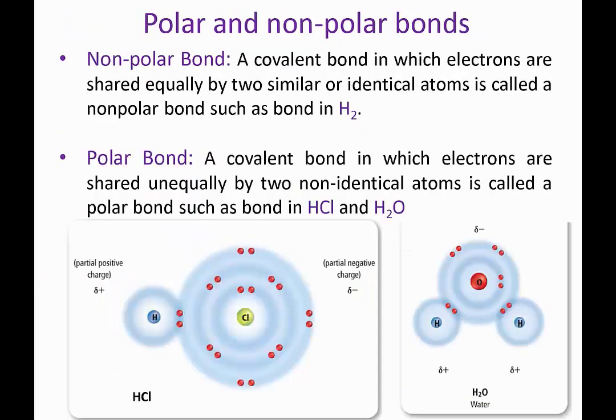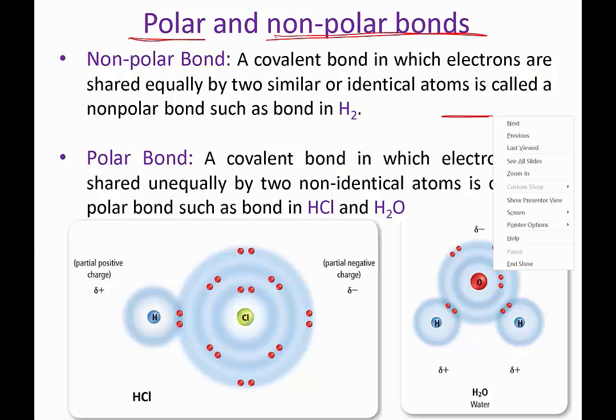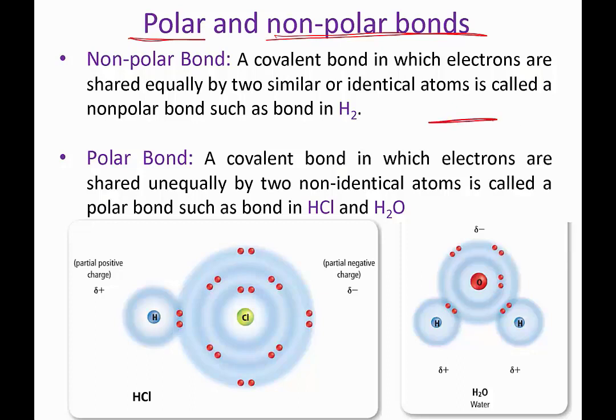The polarity. Polar and non-polar bonds. The bond itself might be polar or non-polar. Polar here means the bond has 2 sides. One of them is positive and one of them is negative. In this case, we call it polar bond. If the bond has a positive side and negative side, we call it polar bond.